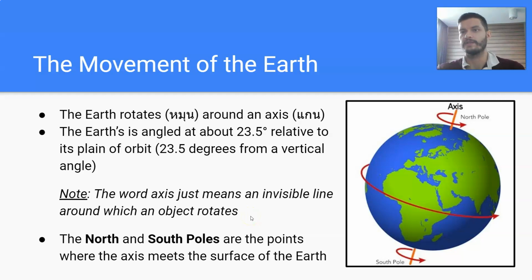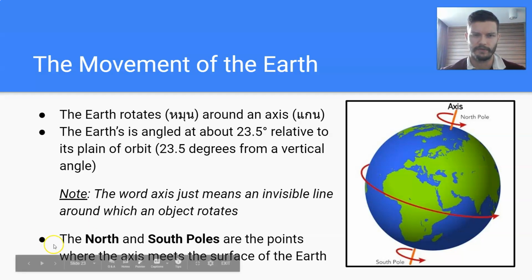Okay, so if you can imagine my fist here is the Earth. Let's say the Earth is rotating like this, one direction or the other. The axis on which it rotates would go straight through the center here. You see that? So this pen represents the axis of the Earth, although there's no real tangible physical axis. It's just an invisible line that we can imagine the Earth is rotating on.